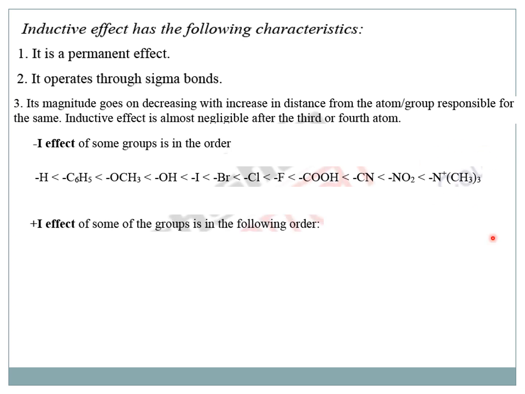Similarly, the groups having the plus I effect have the following order. Here is the carboxylate ion, then tertiary alkyl group, dialkyl group, monoalkyl group, then methyl, deuterium, hydrogen. In this there is a negative charge, and due to the presence of this negative charge, it pushes electrons towards the carbon atom. So this is the order of the plus I effect.